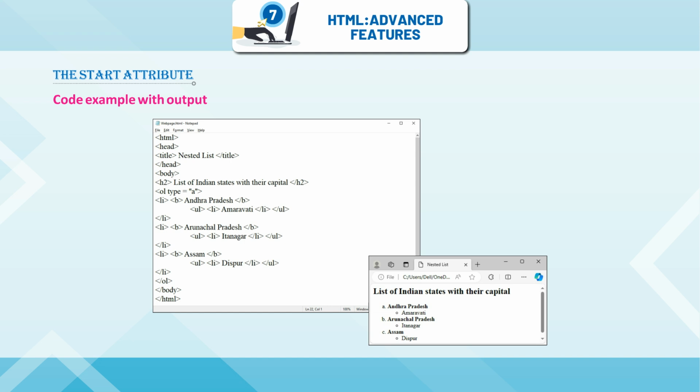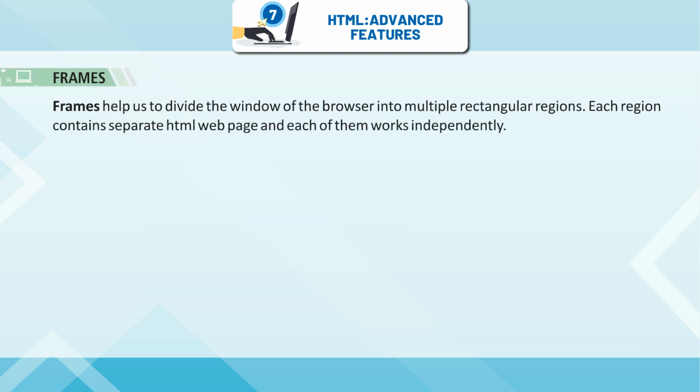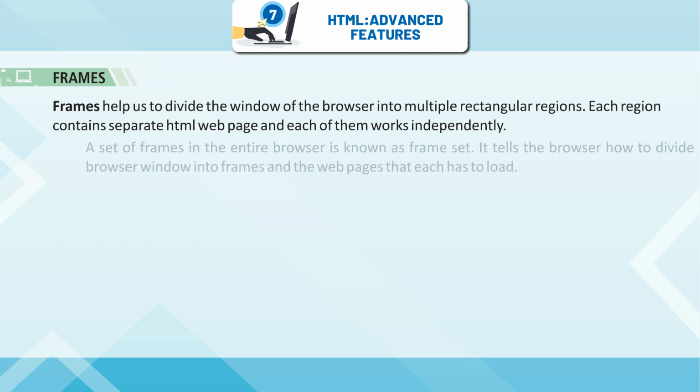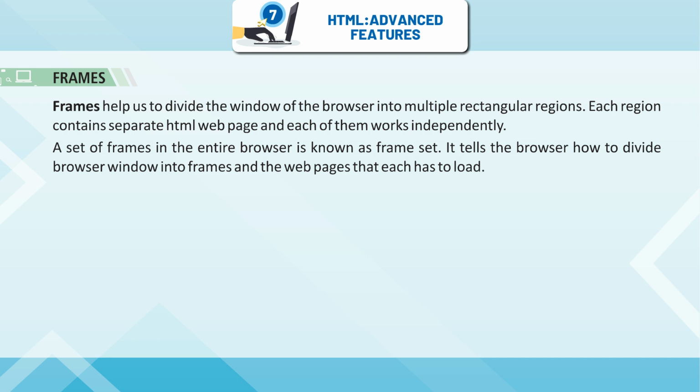Code example with output. Frames. Frames help us to divide the window of the browser into multiple rectangular regions. Each region contains a separate HTML web page and each of them works independently. A set of frames in the entire browser is known as a frameset. It tells the browser how to divide the browser window into frames and the web pages that each has to load.